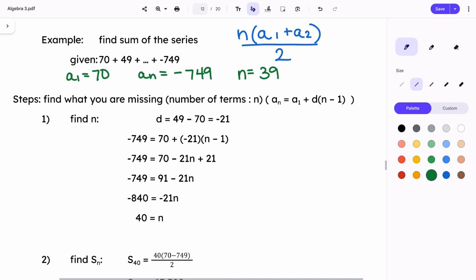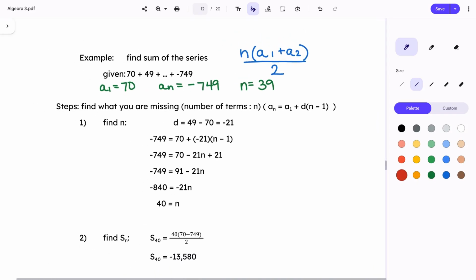So if we plug this all in, it would look like 39 times (70 plus the negative 749), all over a 2. This should give me my sum. What is that? Negative 13,240.5. Good. There you go.